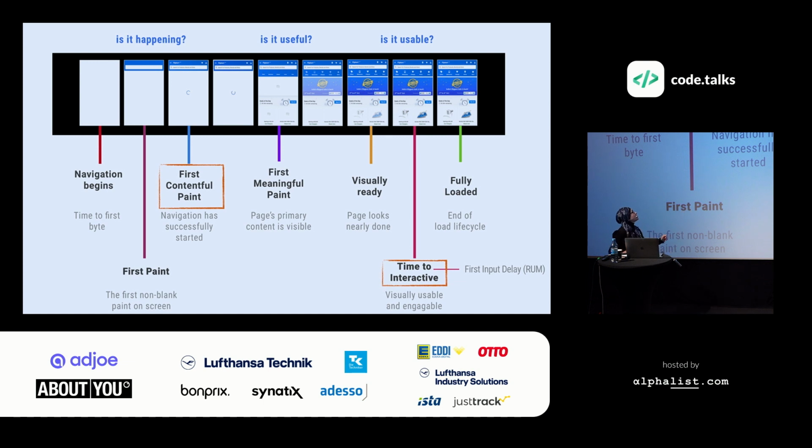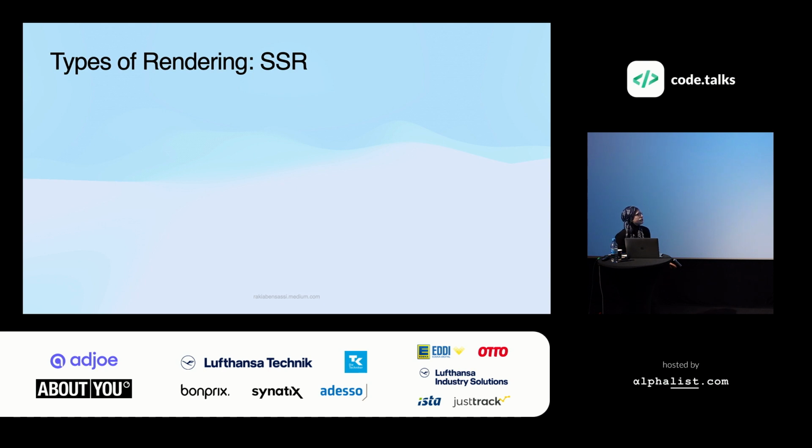This journey actually has three key moments. First, whether there is something happening on the page, then whether the content is useful, and the third step is whether the content is usable. So now that we have a better understanding of what rendering is, let's check how this process can take place.